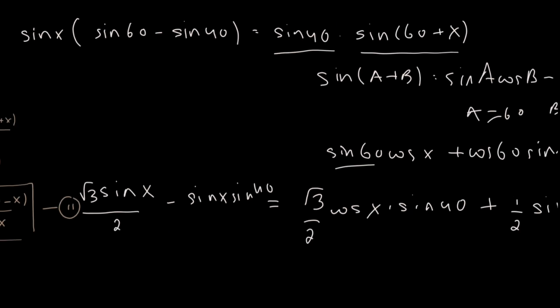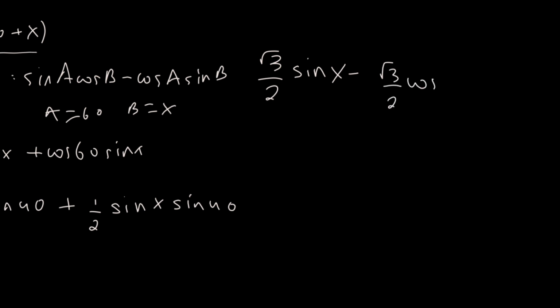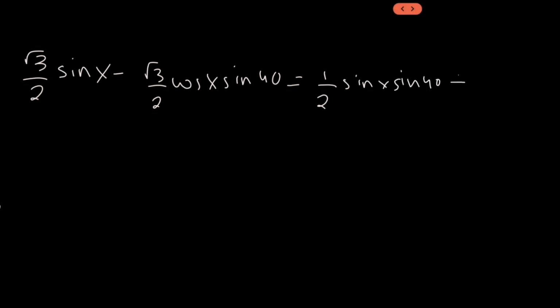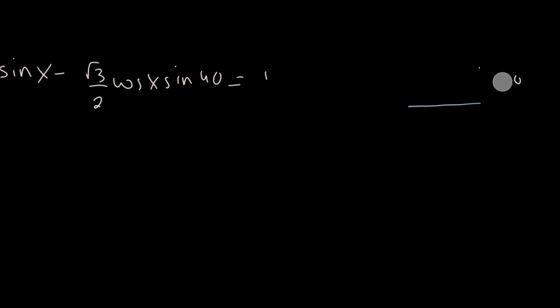Okay. Now I will simply shift this term to that side and this term to this side. So I will finally get root 3 upon 2 sine of x degrees minus root 3 upon 2 cos of x sine of 40 degrees equals 1 upon 2 sine of x degrees sine of 40 degrees plus sine of x degrees multiplied with sine of 40 degrees. Now these two terms are like terms, so adding them will finally give us 3 upon 2 times sine x sine 40. So let me write it over there. 3 upon 2 times sine of 40 degrees multiplied with sine of x degrees.